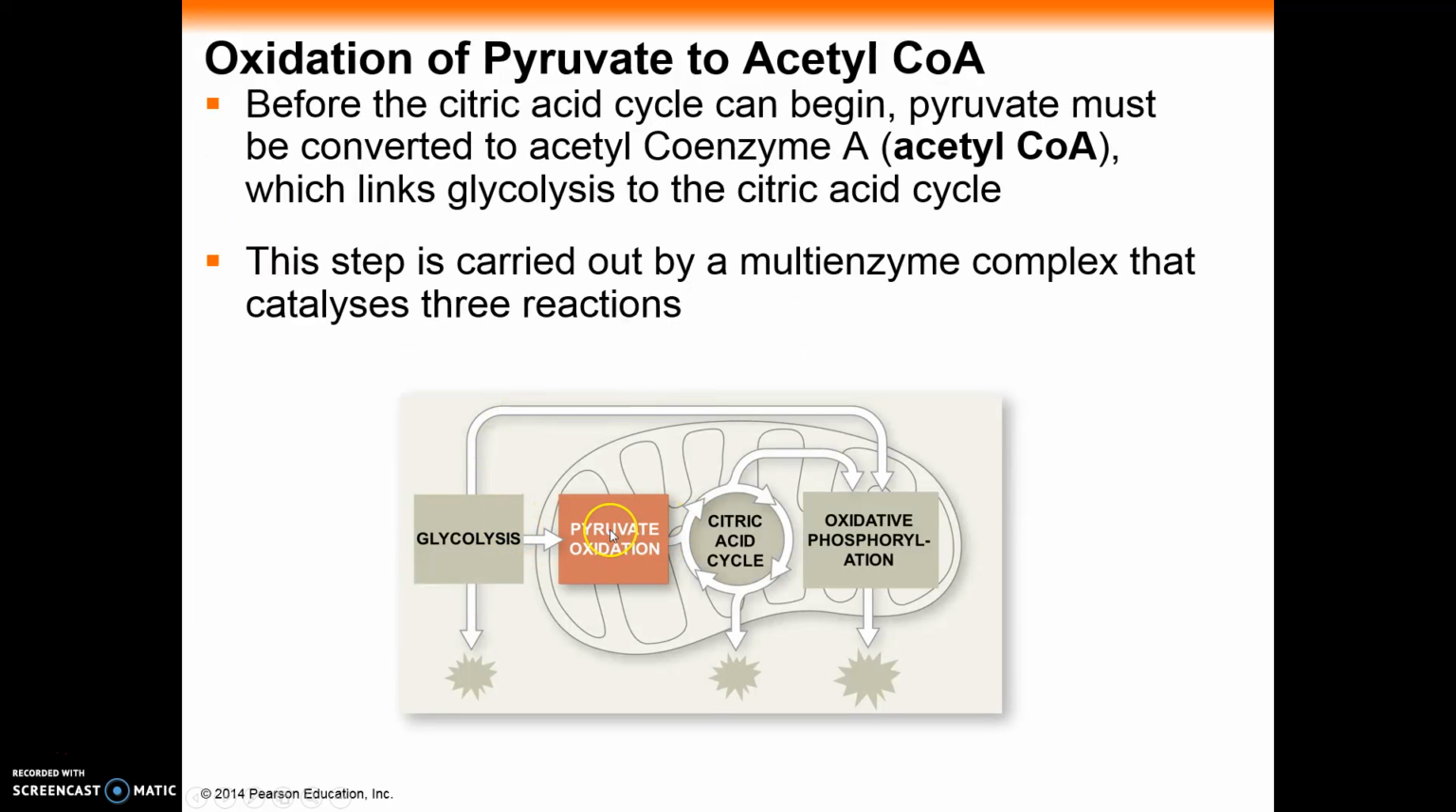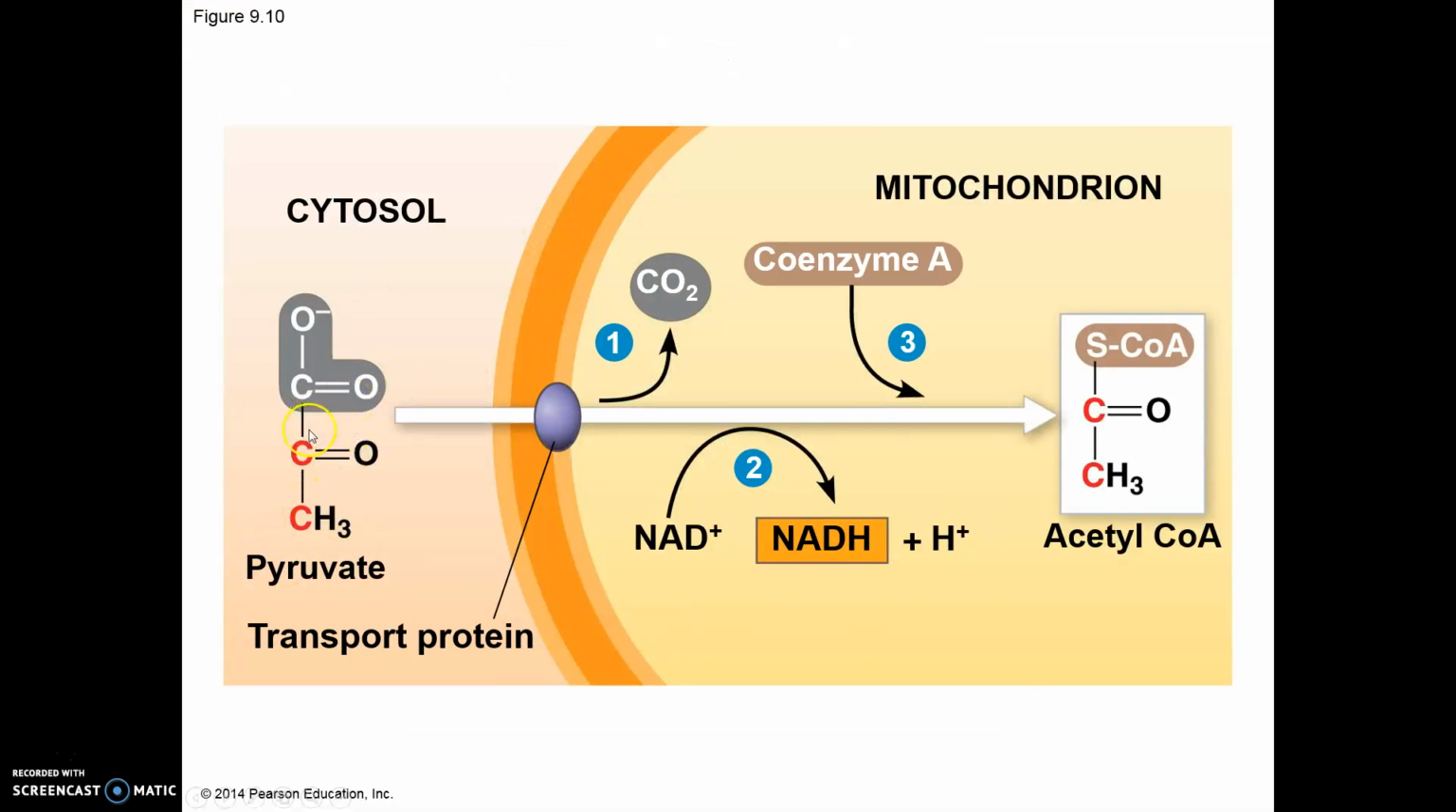So let's take a look at this pyruvate oxidation. This is a process where we're going to take pyruvate here, and we are going to import it into the mitochondria. In the process, we're going to pop off one of these carboxylic acid groups as a carbon dioxide, because we don't need all three carbons, we just need two.